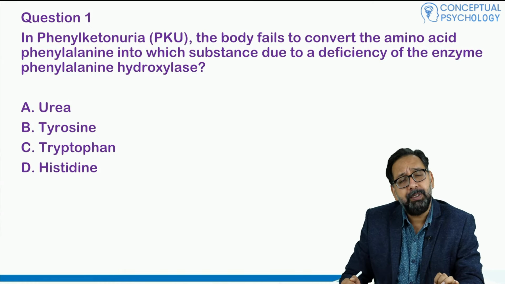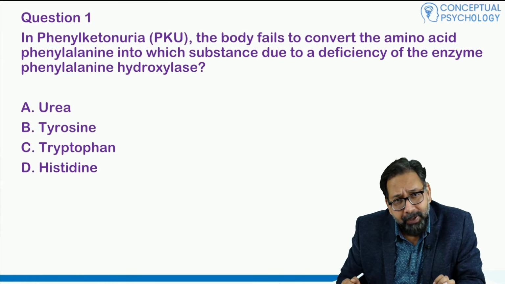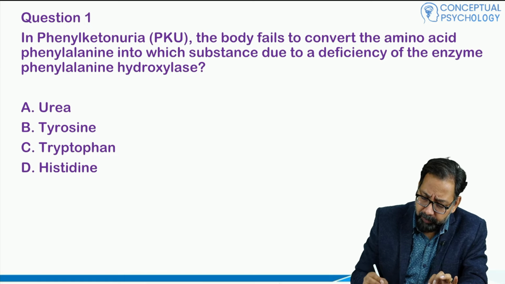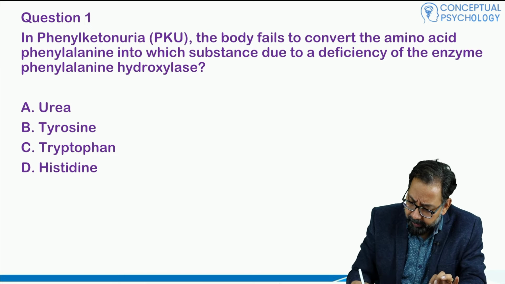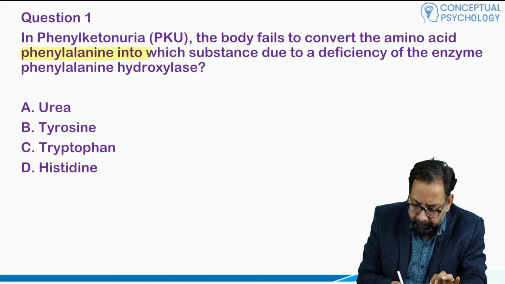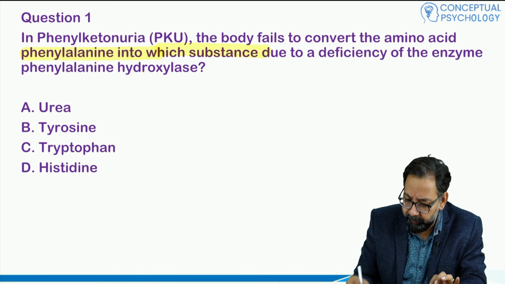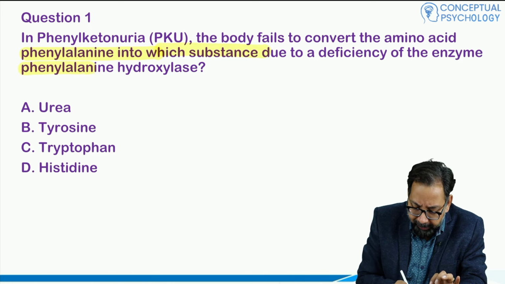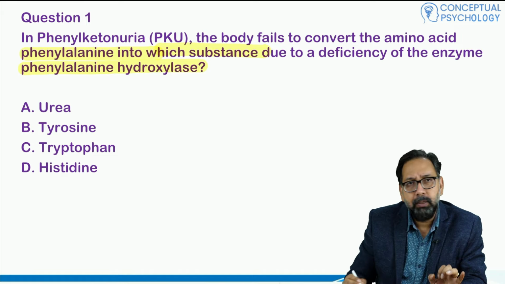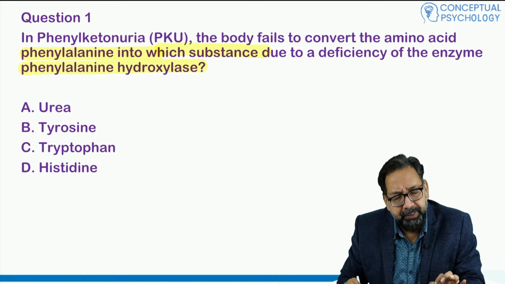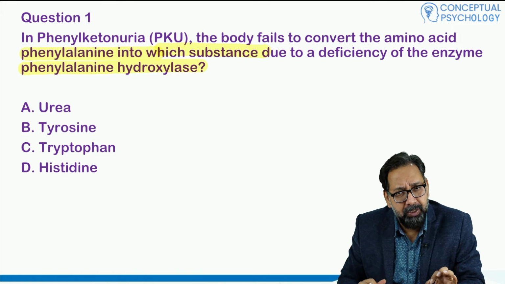Hello friends, now we discuss question number 1. In phenylketonuria, the body fails to convert amino acid phenylalanine into which substance due to deficiency of enzyme phenylalanine hydroxylase. In phenylketonuria, the enzyme deficient is phenylalanine hydroxylase.